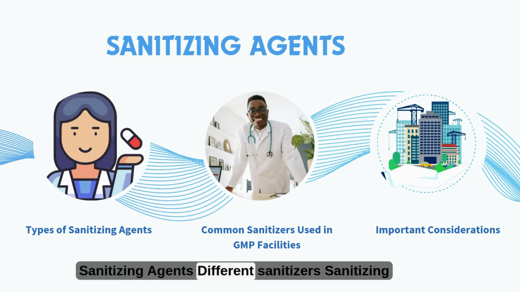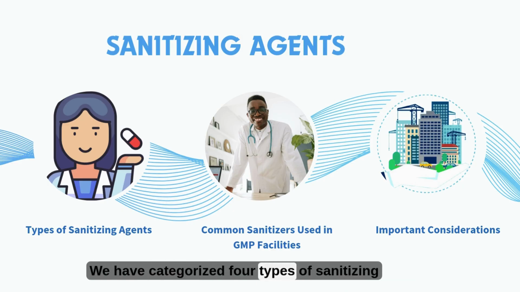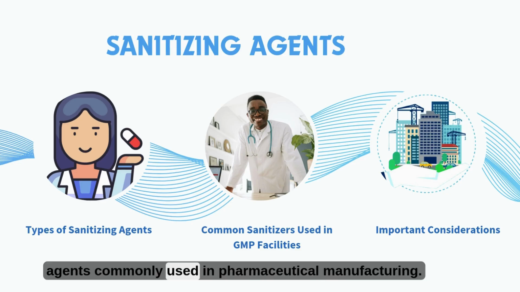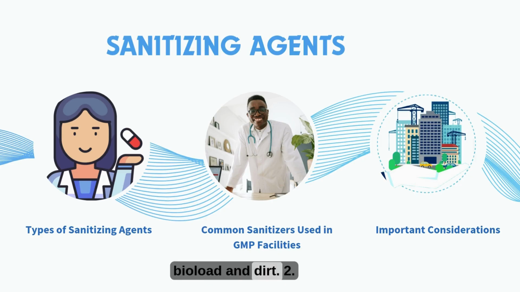Sanitizing agents. Different sanitizing agents will be effective only in certain circumstances. We have categorized 4 types of sanitizing agents commonly used in pharmaceutical manufacturing. 1. Sanitizers. Proper use of sanitizers can reduce bacteria by greater than 99.9% if used on pre-cleaned surfaces. Pre-cleaning is always required to reduce bioload and dirt.